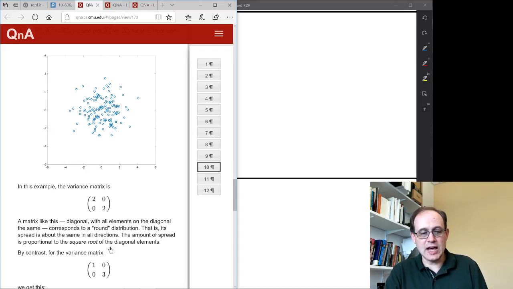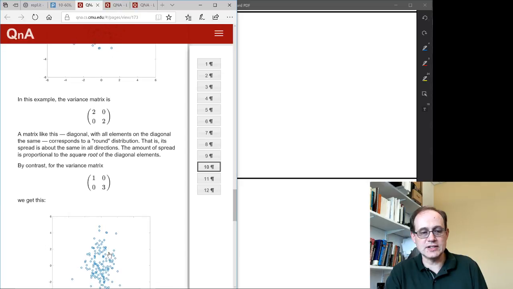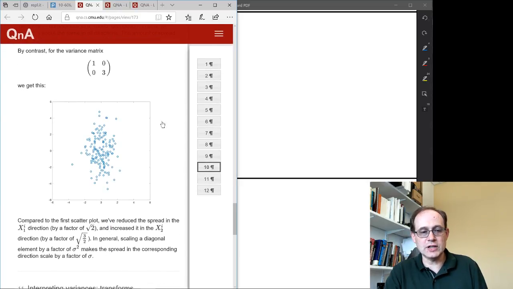Now, if instead we start to have different elements on the different diagonal entries, that's going to scale the distribution. So here's a variance matrix that has 1 in the first diagonal entry and 3 in the second one. And you can see that it's squashed skinnier in the x1 dimension, and it's fatter in the x2 dimension. That's exactly what we'd expect. In general, if you scale a diagonal element by a factor of sigma squared, that scales the typical spread by sigma in the corresponding direction. So for example, we made the x2 spread bigger, and so it's spread bigger in the vertical direction, and we made the x1 spread smaller, and so it's narrower in the horizontal direction.